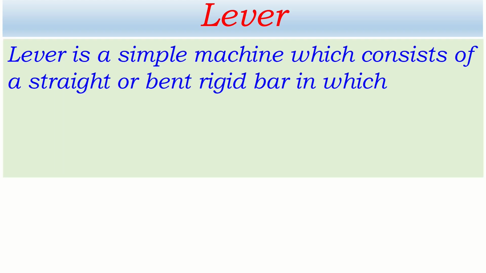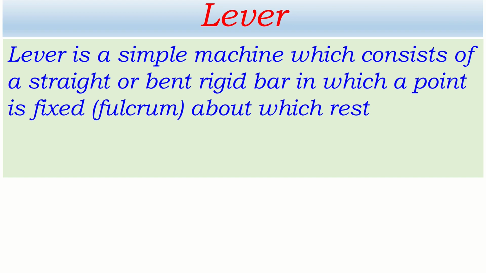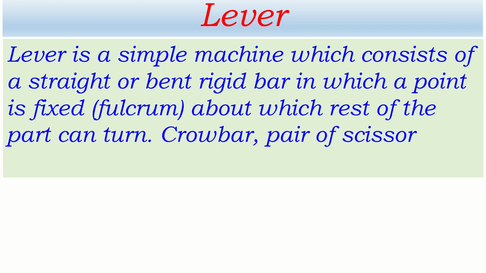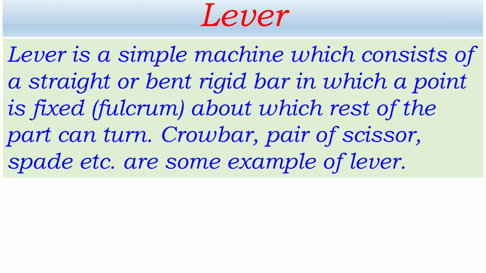Lever is a simple machine which consists of a straight or bent rigid bar in which a point is fixed, which is called fulcrum, about which the rest of the part can turn. This is the definition. And its examples are crowbar, pair of scissors, spade, nail cutter, etc.